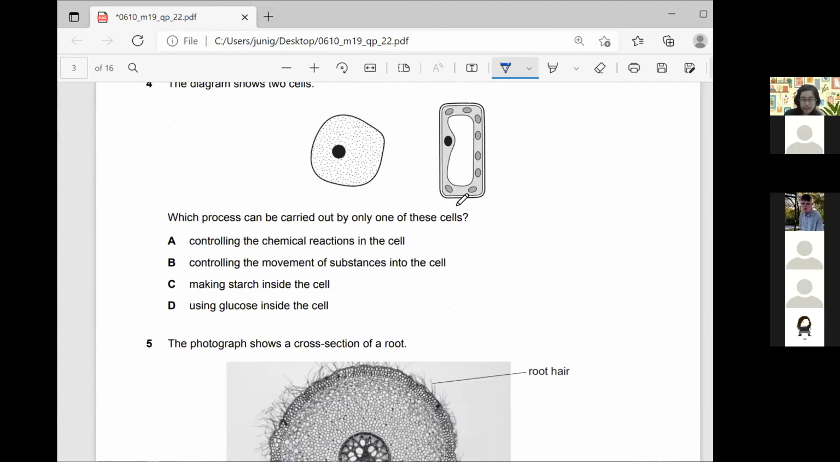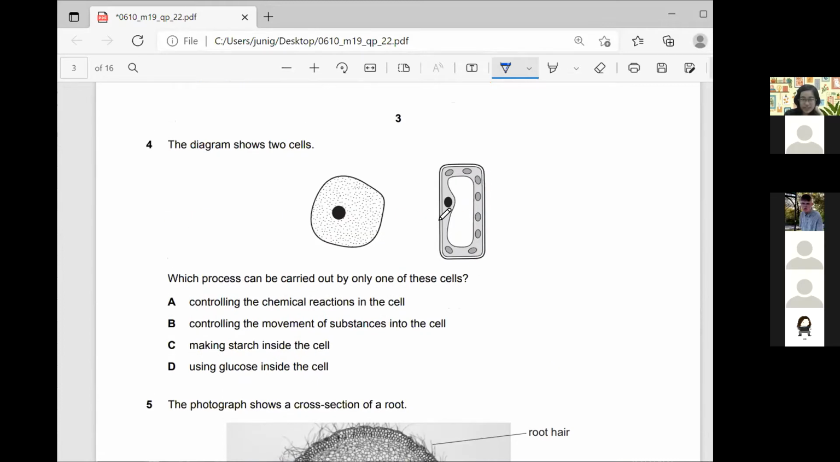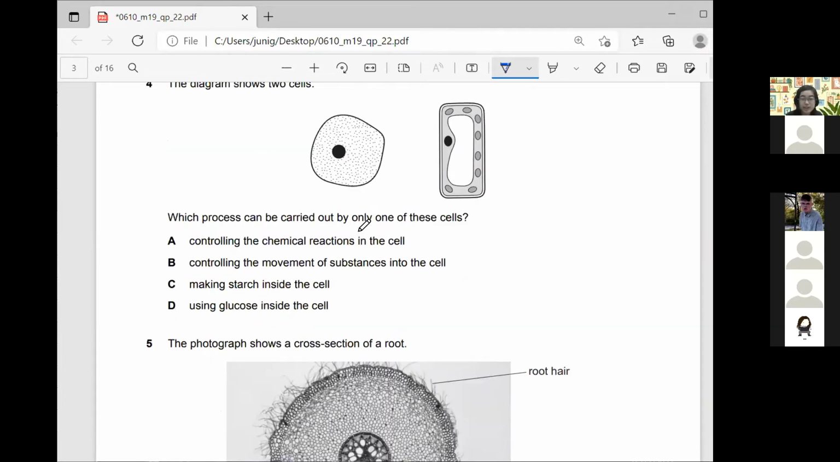Next one, number 4. If you got any questions, you just ask, okay? Number 4, the diagram shows 2 cells. Okay, so we have one animal cell and one plant cell. Which process can be carried out by only one of these cells? Is it controlling chemical reactions in the cell, controlling movement of substances into the cell, making starch, or using glucose? Yes, the answer is C.